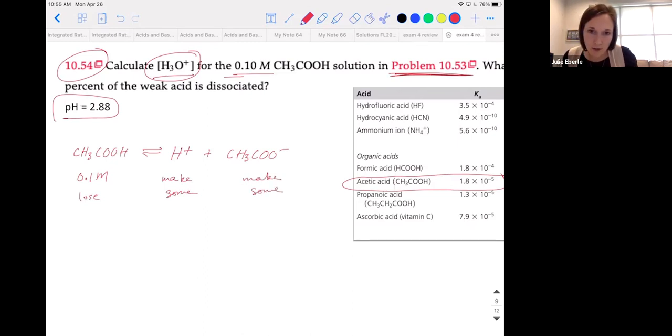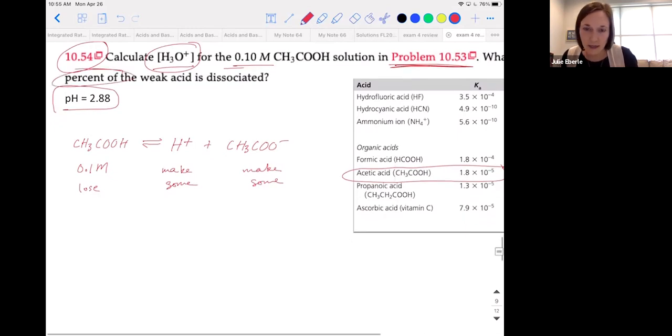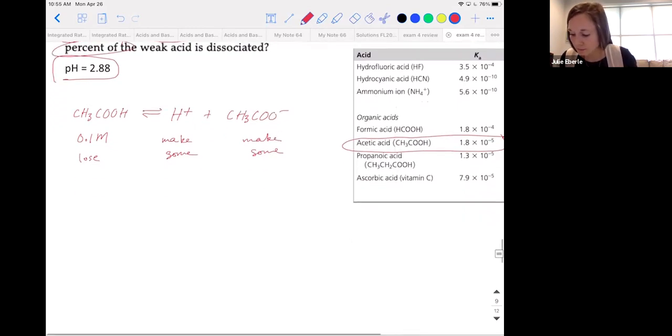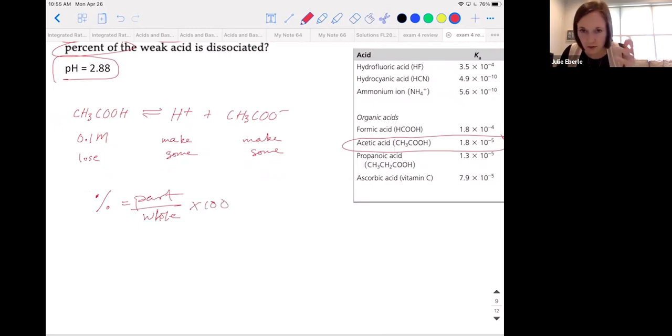Okay, we don't know how much though, right? So how are we going to solve for any kind of percent? Like, how do we know what the percent is? Well, percent is always part over whole times 100 to turn that decimal into a percent.